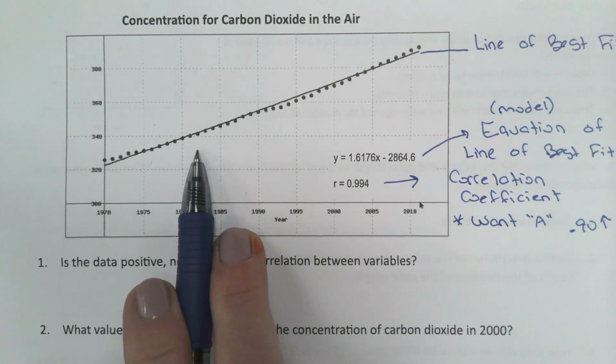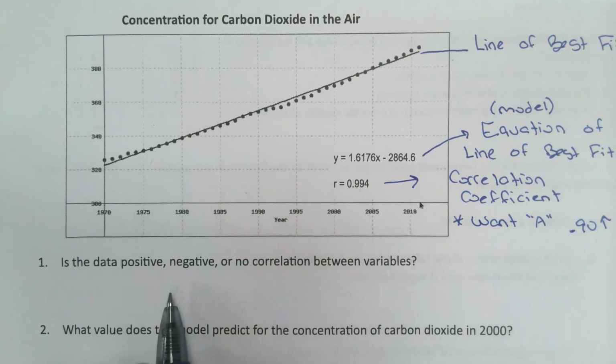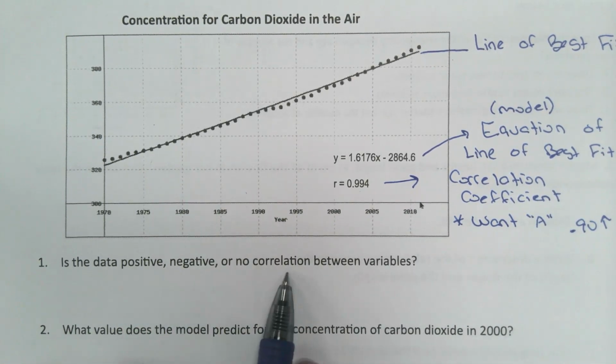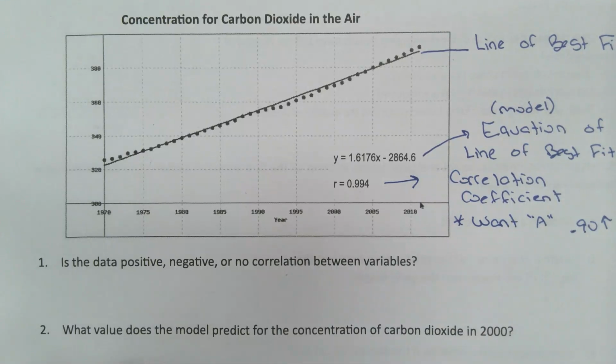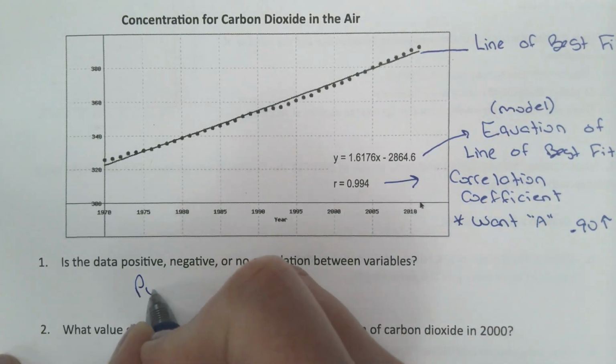All right, so we're going to judge this now. Is the data showing positive, negative, or no correlation between the variables? Positive, negative, none. Positive. We have a positive correlation we're looking at.